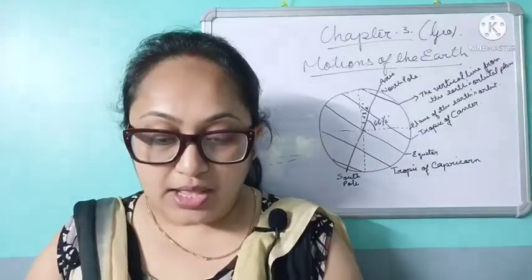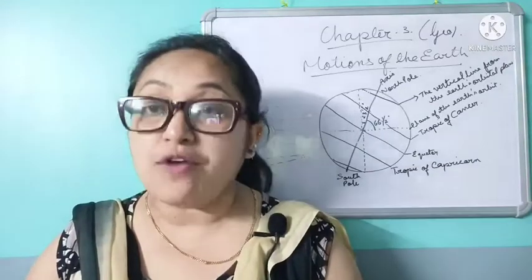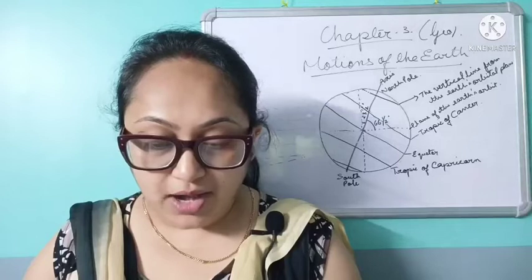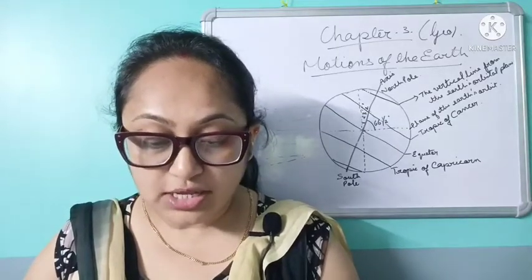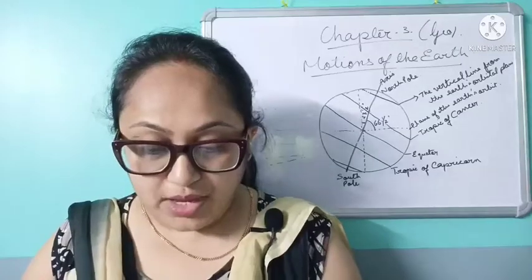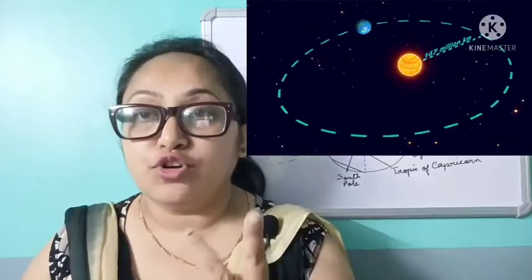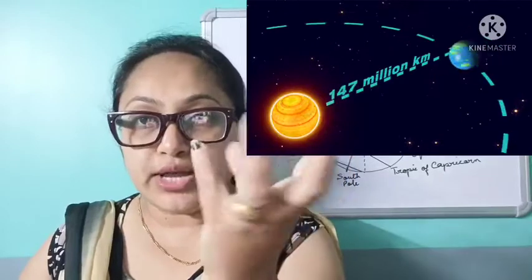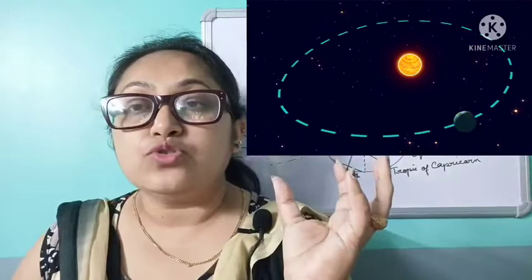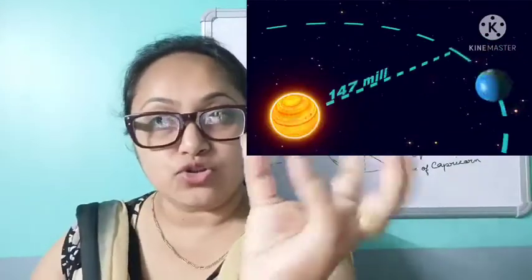Thus the earth has two types of motions. The movement of the earth on its axis is called rotation, and the movement of the earth around the sun is called revolution. Now the earth has two motions. Number one is rotation, number two is revolution. Now what is rotation and revolution? The earth used to rotate. This is called rotation, and the revolution means the earth used to revolve around the sun. This is called revolution. The earth revolves around the sun and it also rotates.